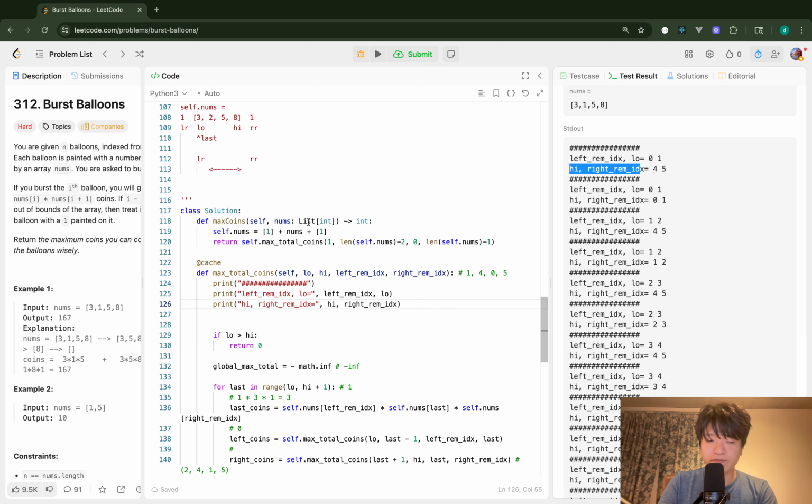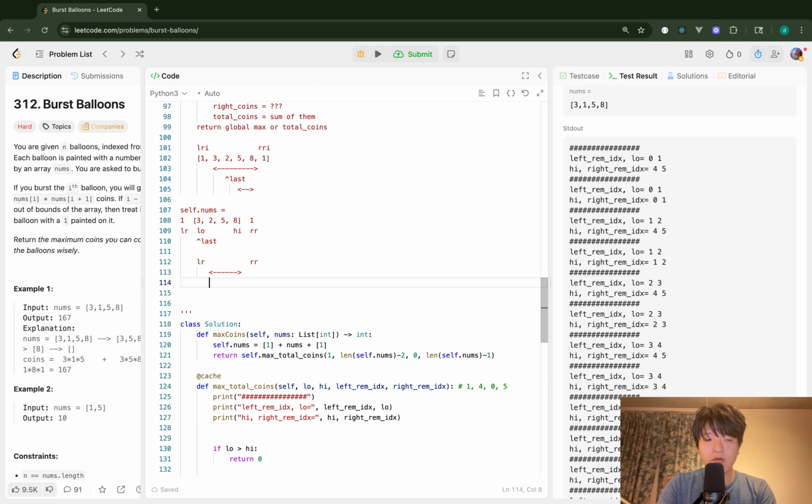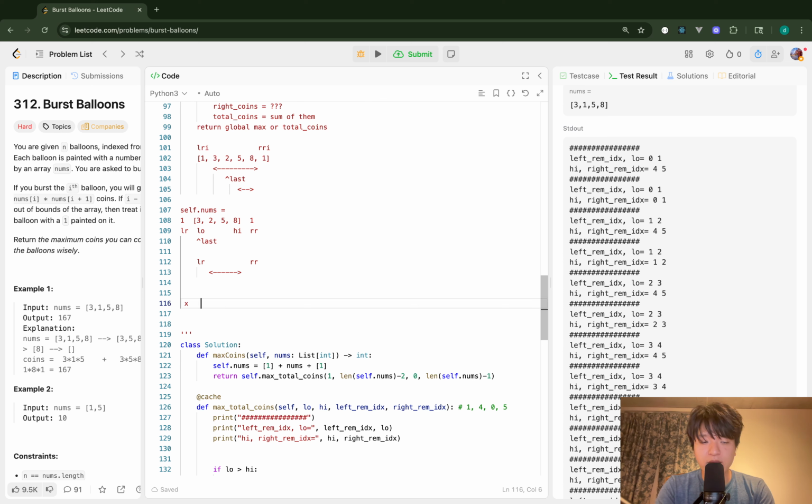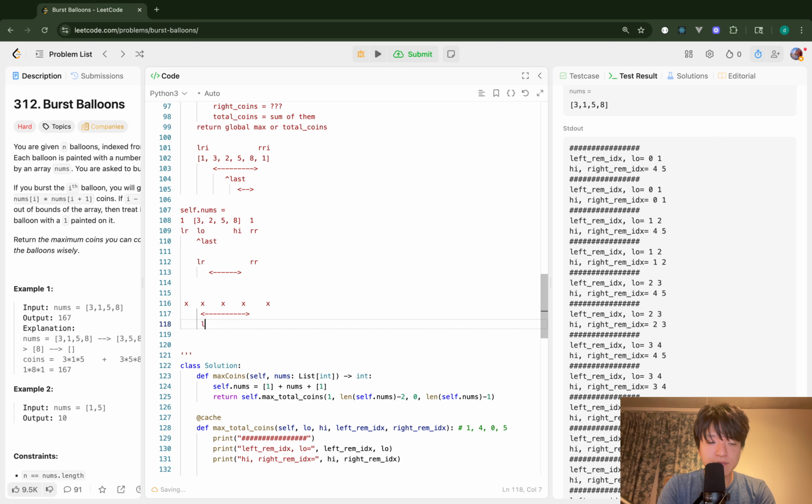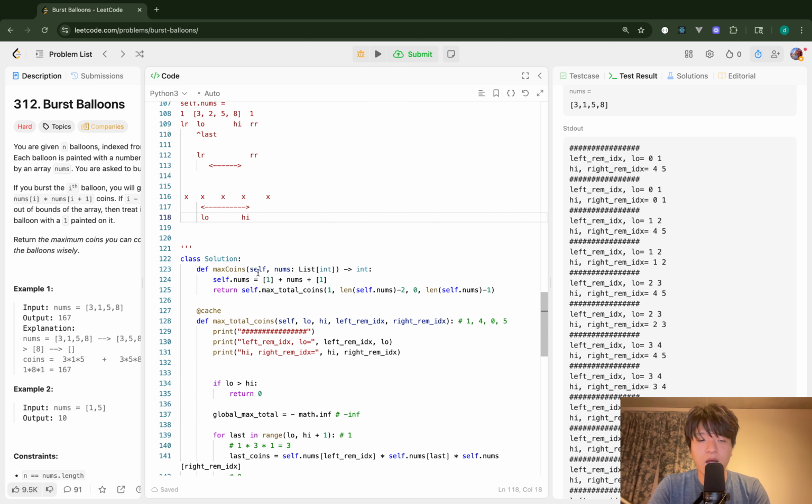And this is true because let's remember the process I did. Given the current range, low to high, I chose some number as the low index, sorry, last index.